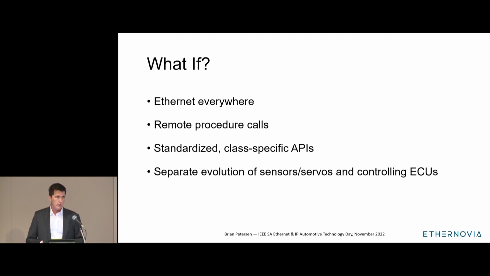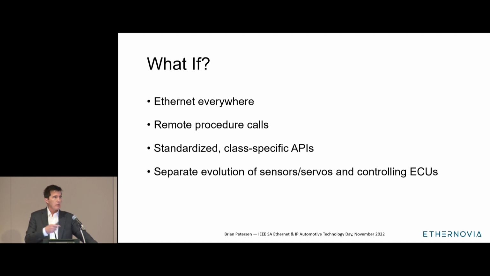So I'm going to leave you with some questions to ponder. If we had Ethernet everywhere, how would we take advantage of it? If we had all of the elements and compute resources all the way to the edge of the network necessary to support remote procedure calls and the serialization of structured data, what could we do with that? What would that enable? And what if we had standardized class-specific APIs to allow these sensors and servos plug-and-play operation?